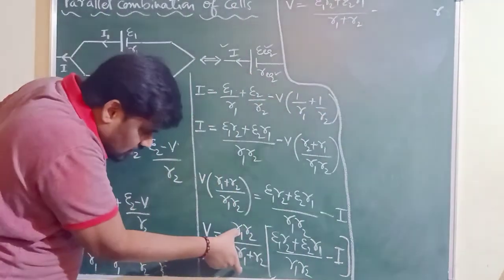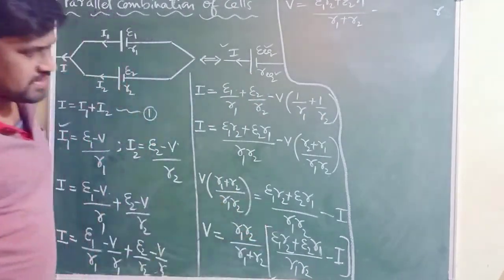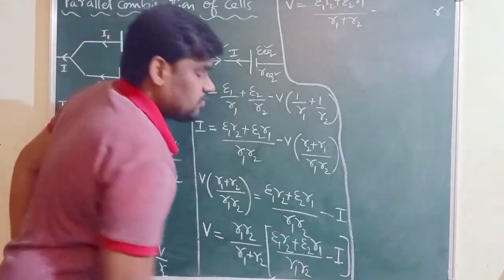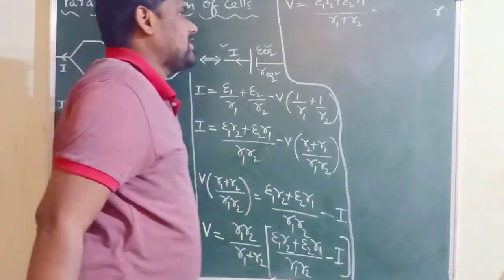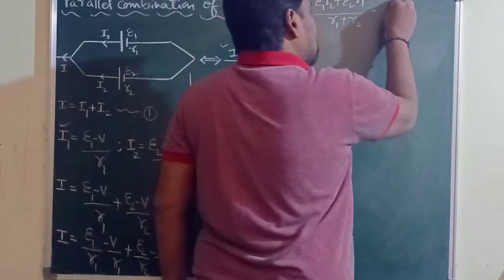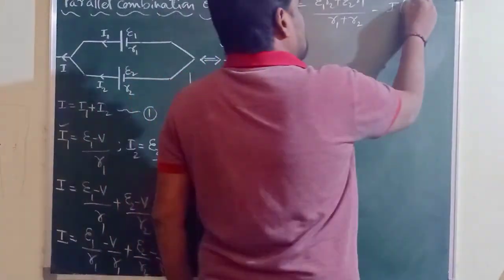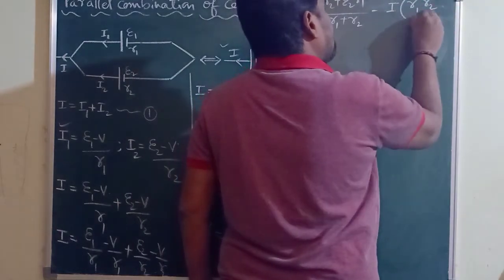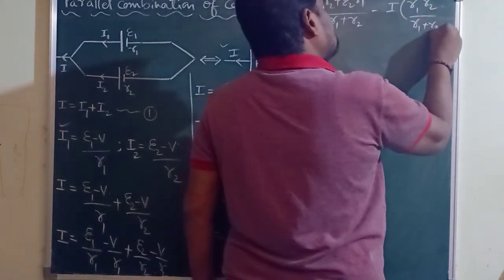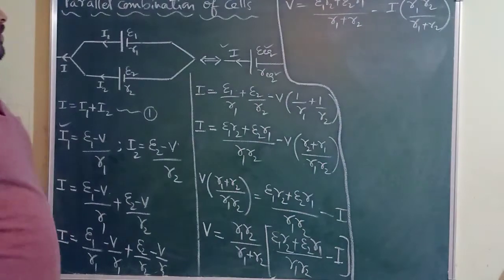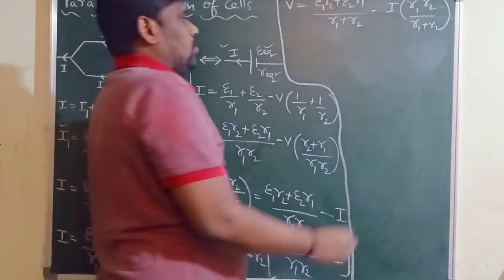This term is not only related to the first term inside the bracket, it is also related to the second term. It should be multiplied with the second term. What is the second term here? I multiplied by R1 R2 divided by R1 plus R2. You can call this equation number 2 now.